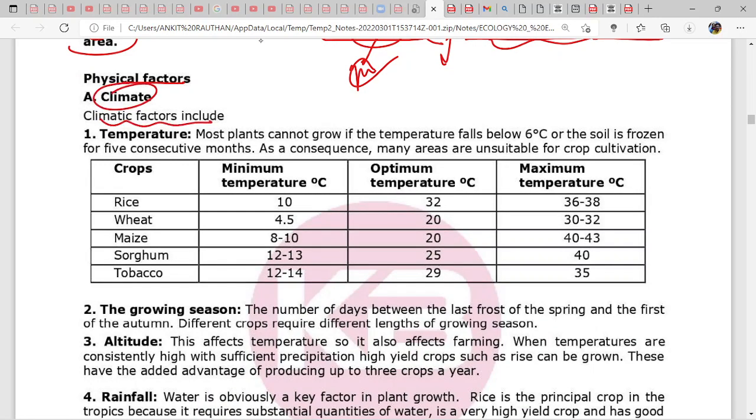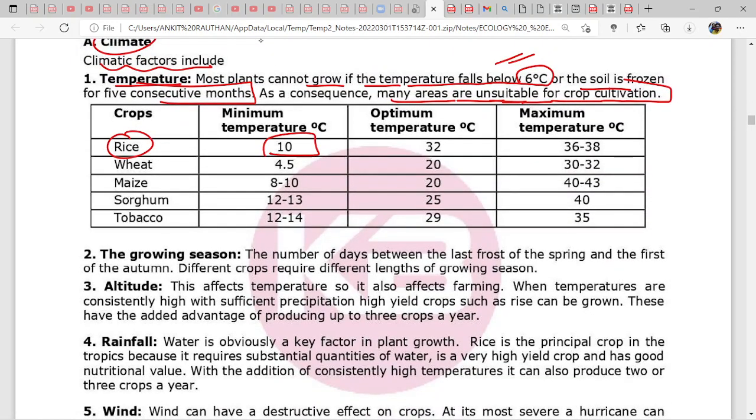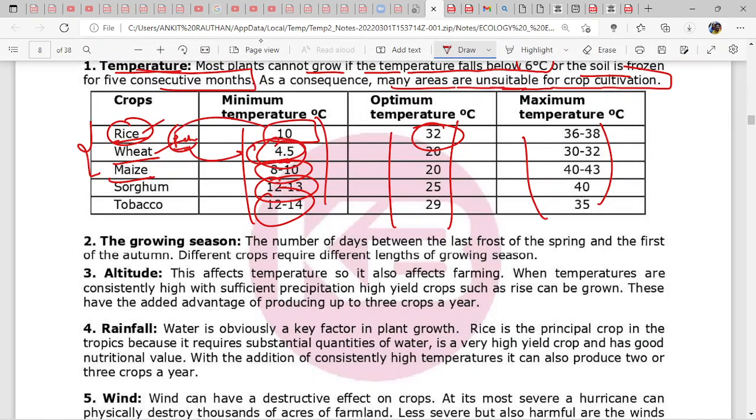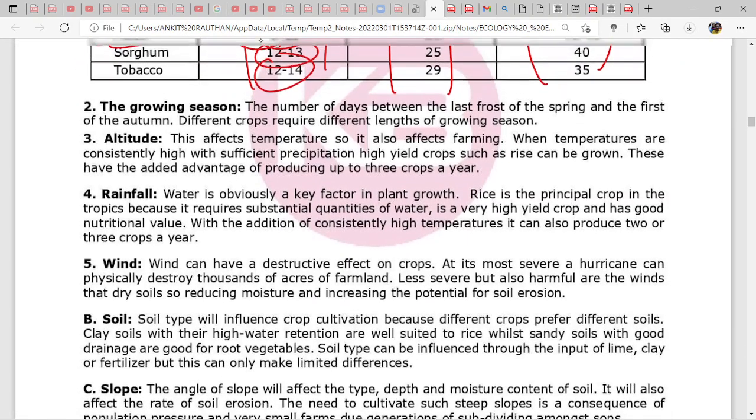First of all, we'll see climate. Temperature. Most plants cannot grow if the temperature falls below 6 degrees Celsius, or the soil is frozen for 5 consecutive months. So as a concept, many areas are unsuitable for cropping. For rice the temperature range is 10 to 32, for wheat minimum 4.5, for maize 8 to 10, sorghum 40. You are seeing the optimum temperature is this, the maximum temperature is this. You can remember only these three: rice, wheat, maize. Wheat is rabi, in winters we sow it, so it can go down to 4.5. Remember rice is kharif 10, maize is 8 to 10. Rice and maize are kharif.